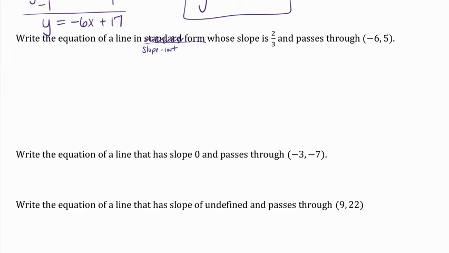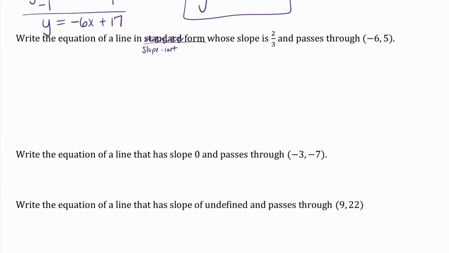Okay, so write the equation of line in slope-intercept form whose slope is 2/3 and passes through the point negative 6, 5. If you'd like to, this might be a good point to pause the video, try this problem on your own, and then come back and see if you get it right. If not, that's fine. Just keep watching.